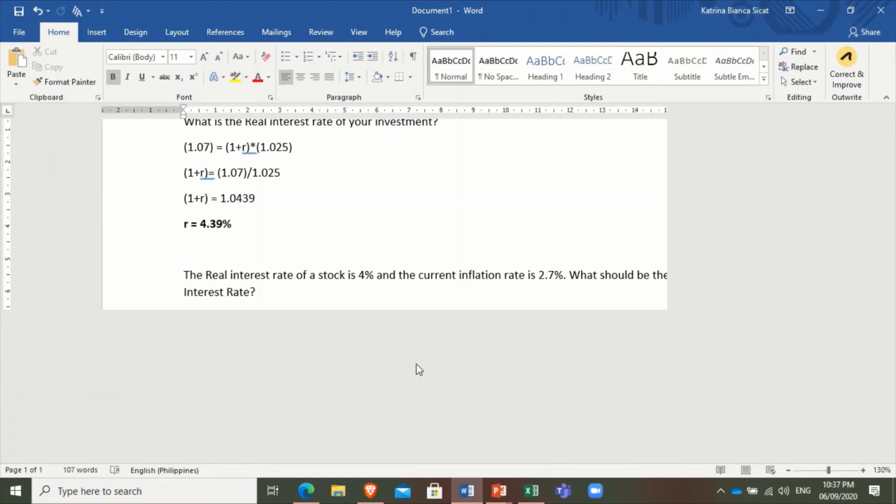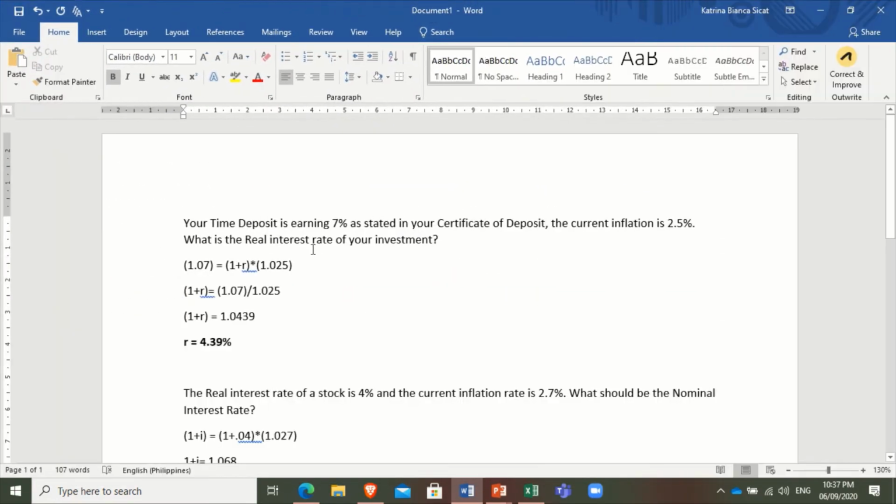Let's see. Okay. So here, the problem is you're looking for the real interest rate. I will just read it: your time deposit is earning 7% as stated in your certificate of deposit. Whether it be a bank, bonds or stocks, usually the nominal interest rate is written on the face amount of your certificate. So, since it is stated in the certificate of deposit, you know that this is the nominal interest rate.